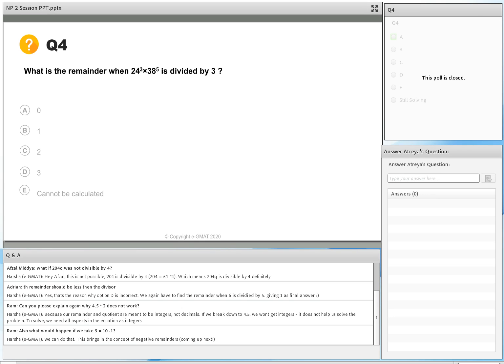Let's see. 53% of you tell me that the answer for this question is choice A. 33% of you tell me it's choice C. Now let's look at the question. What is the remainder when 24 to the power 3 times 38 to the power 5 is divided by 3? That's what I have with me. One very important thing, and we are going to learn this in the coming slides as well, but yes, 24 to the power 3 times 38 to the power 5.